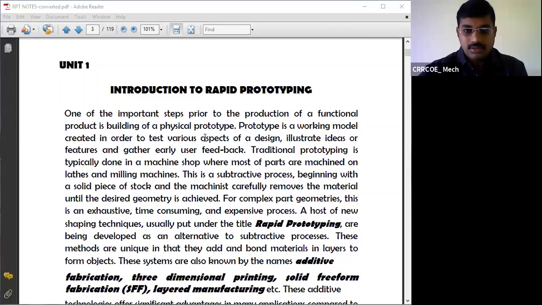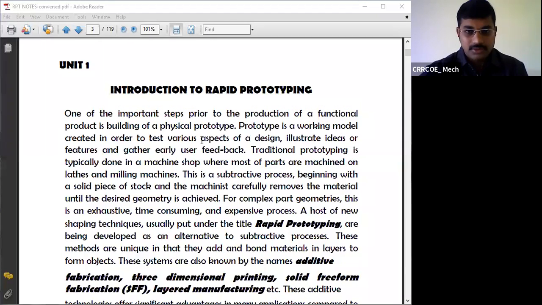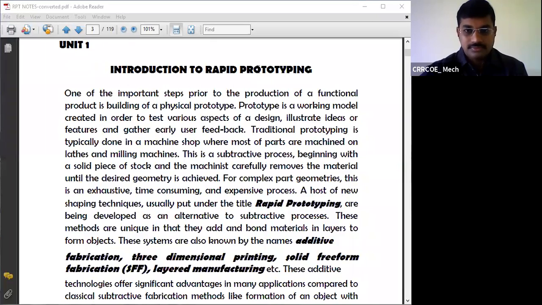This is the lecture notes which I have collected from other sources. They have given clear notes for the first three chapters. Say, one of the important steps, the introduction.